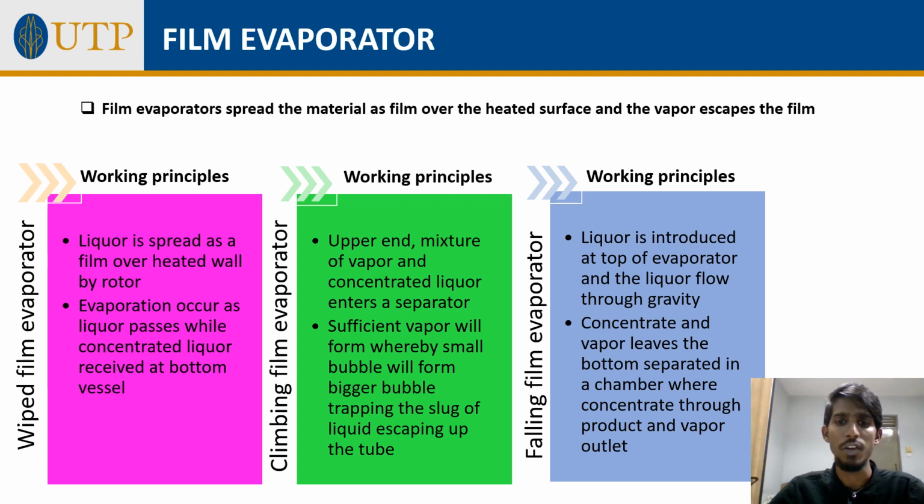Wiped film evaporator has a wiping system that speeds up the evaporation process by keeping the product film turbulent so that the heat transfer and mass transfer are optimized. The working principle of wiped film evaporator is that liquor is spread as a film over the heated wall by a rotor.